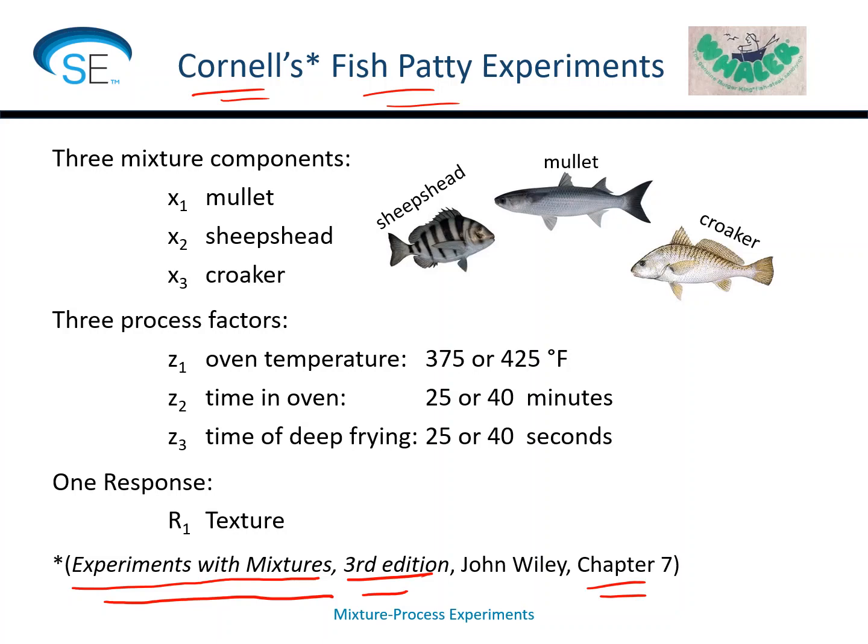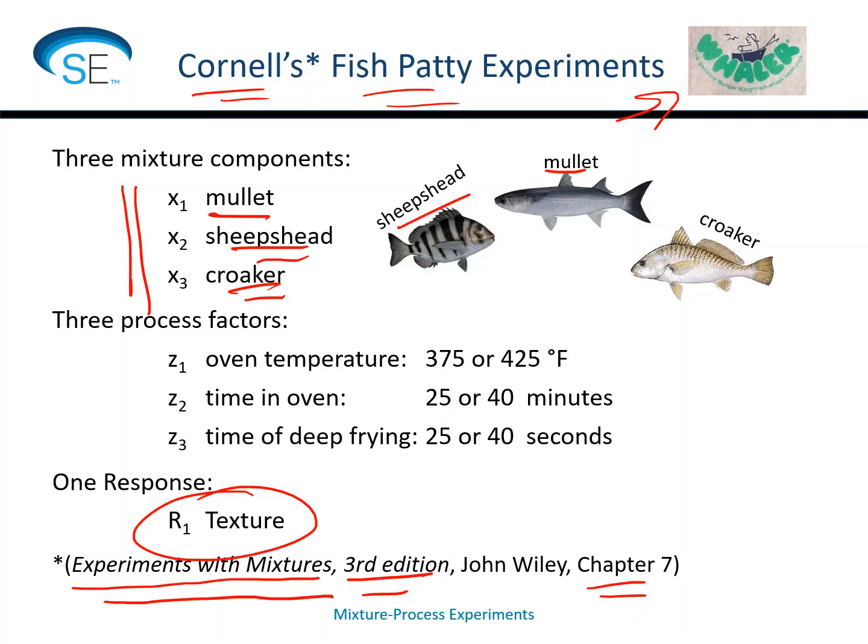So he was tasked with coming up with a better mixture of these elegant fishes from Florida, the mullet, sheepshead, and croaker. I believe they're actually pretty tasty, each individually. However, they have very off-putting names. And the idea was to produce the fish patty for a Whaler sandwich for Burger King that would have a better texture. That was their focus. Hopefully it also tasted good.